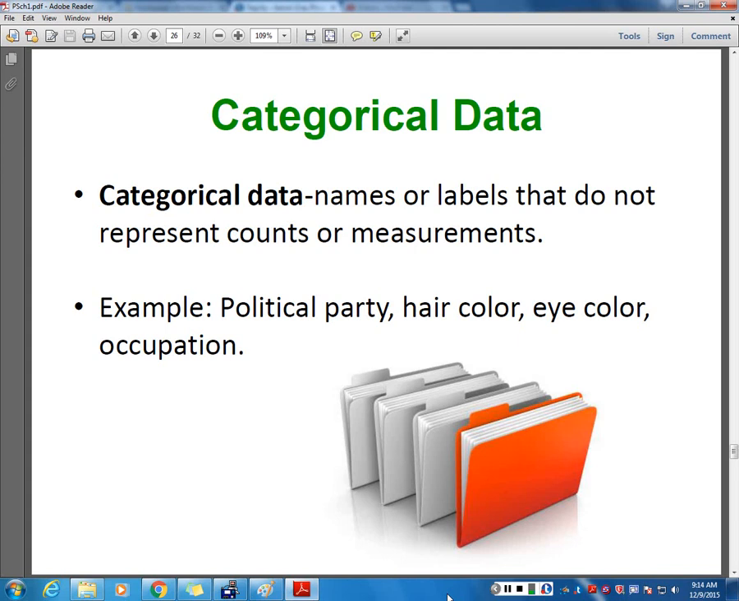Another way to classify data is whether it is categorical or quantitative. Some textbooks refer to categorical as qualitative. Categorical data consist of names or labels that do not represent counts or measurements. Their names or labels are categories, thus categorical. For example, political party, hair color, eye color, occupation. Those are all categories. They're names or labels.